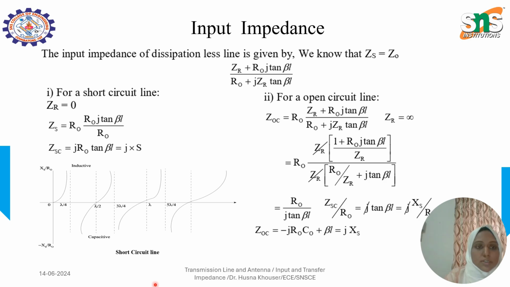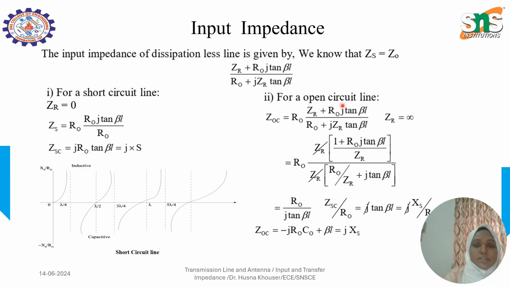Now we see the condition of a dissipationless line when it is short circuited and open circuited. For short circuit, ZR will become 0. After substituting this in the formula, we get ZS is equal to J into R naught into tan beta L. And that is related to the standing wave ratio S.